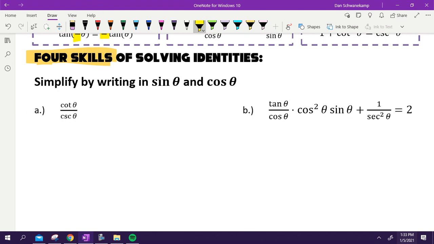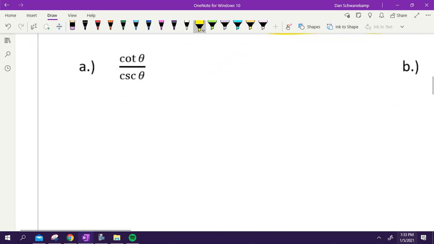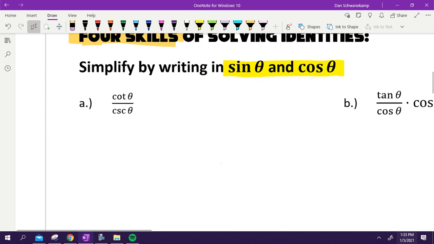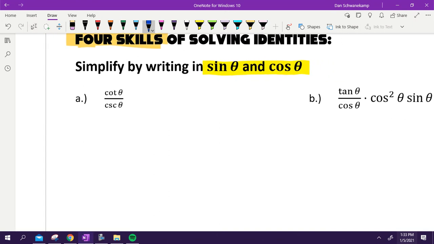First thing we're going to do is learn how to simplify by just writing stuff in terms of sine and cosine. This is going to probably be the most used skill. If you can rewrite stuff in terms of sine and cosine, you probably should. Not all the time, but that's a good skill to have. So there are 2 different problems we're going to do today. We're going to do problems like this, which are just a simplified problem.